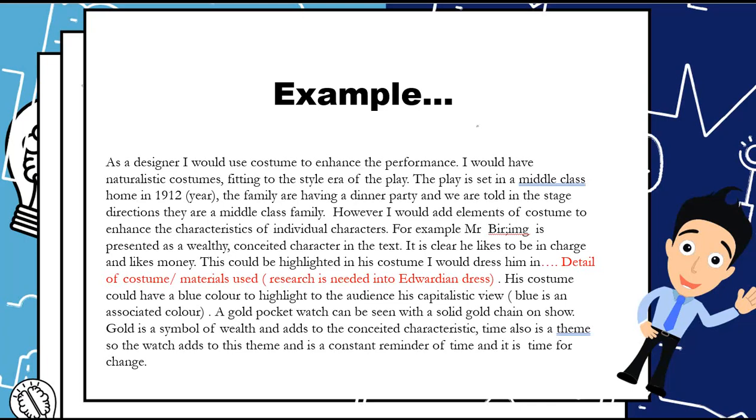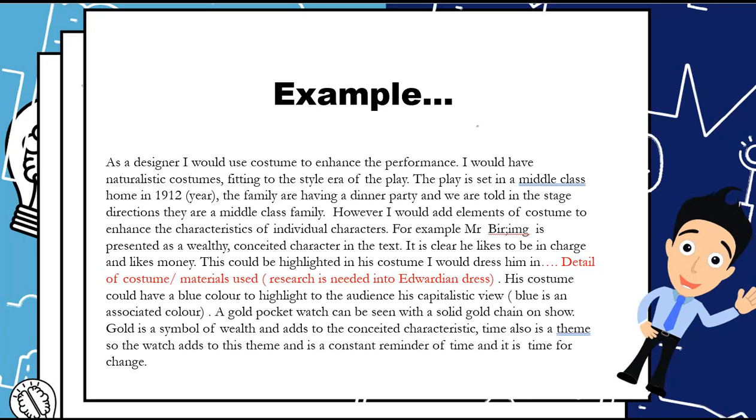So I start with, as a designer I would use costume. As a lighting designer, I would use lights too. So straight away I'm acknowledging what my skill is, what I am talking about. As a designer, I would use costume to enhance the performance. I would have naturalistic costumes fitting to the style and era of the play. The play is set in a middle-class home in 1912. The family are having a dinner party, and we are told in the stage directions they are a middle-class family.